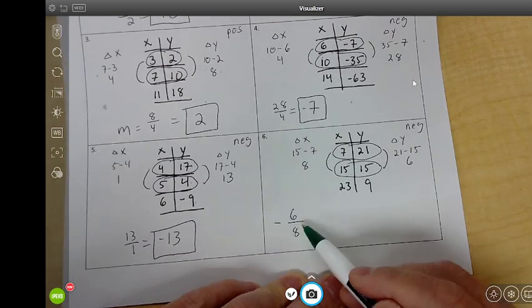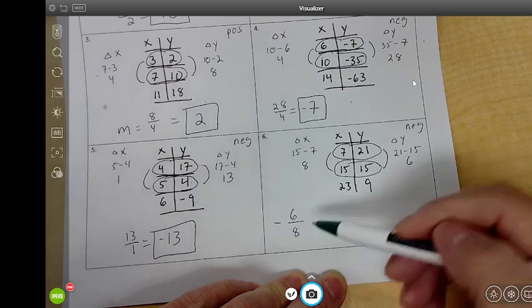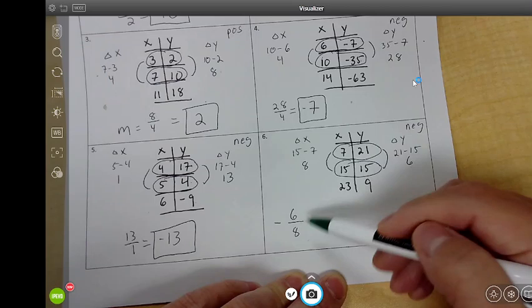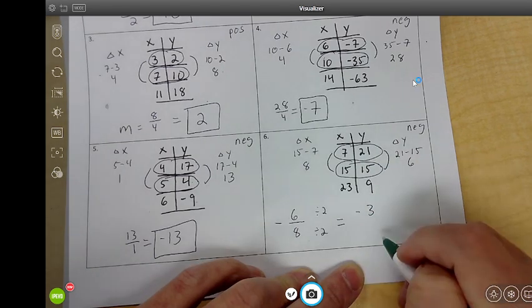If you put that into IXL, IXL will tell you it's wrong. It's not simplified. What divides into both 6 and 8? They're both even numbers, so I can divide them both by 2. 6 divided by 2 is going to be 3. 8 divided by 2 is going to be 4, and we know it's going to be a negative. So the slope is -3/4.